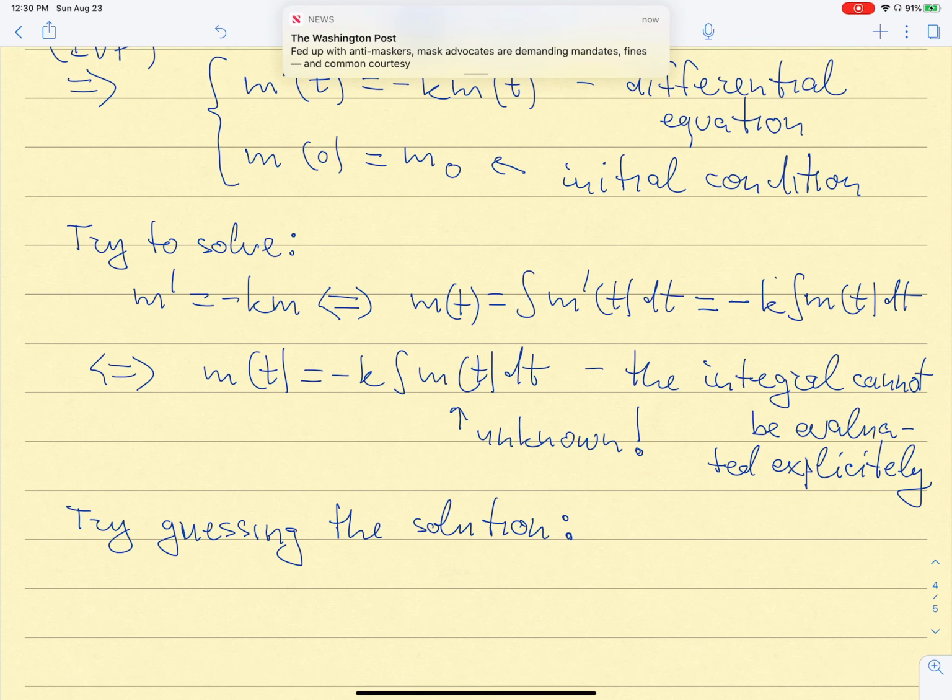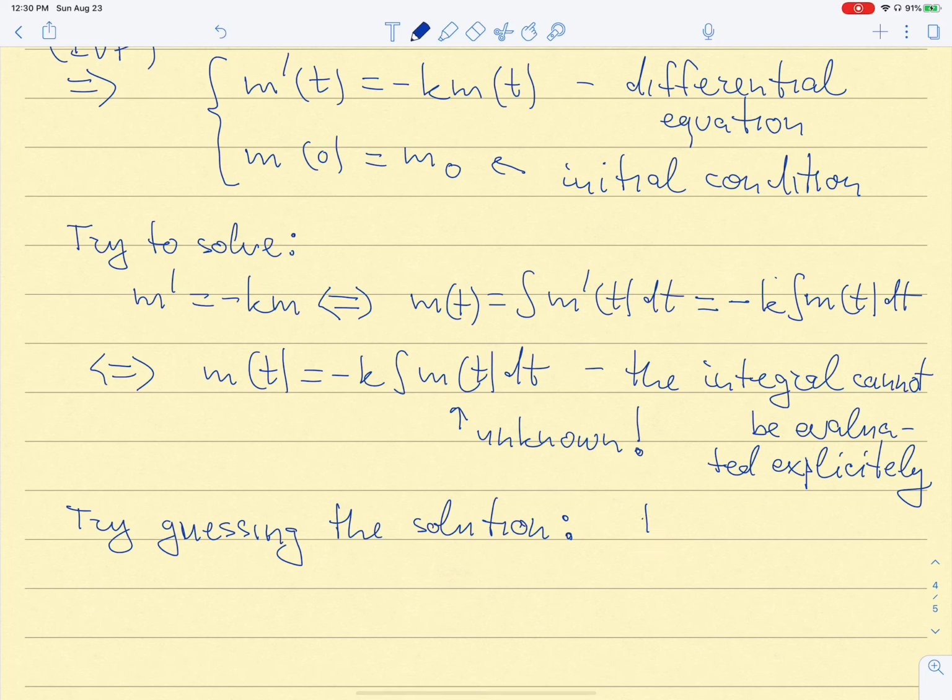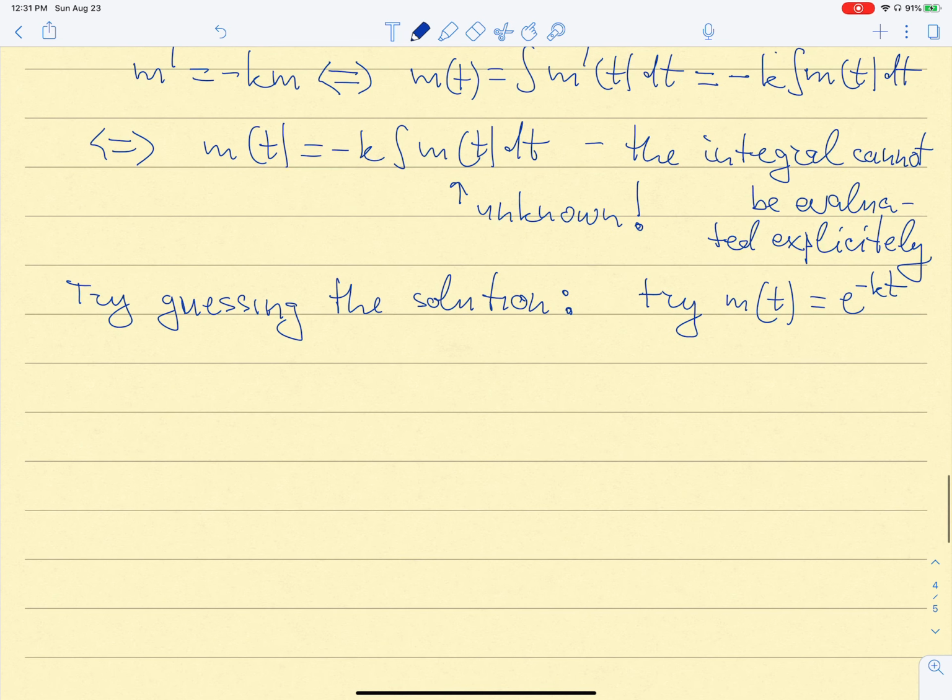So which function produces itself after you take a derivative? Clearly, a function like that would be an exponential. So I'm going to try m of t equal to, now, if I just take e to the power t, the derivative of e to the power t is itself. That's not what I have here. I have minus k times itself. But then what should work is e to the minus kt. So let's check.